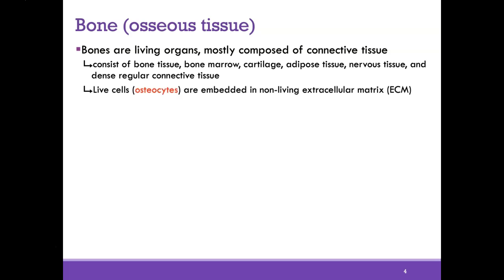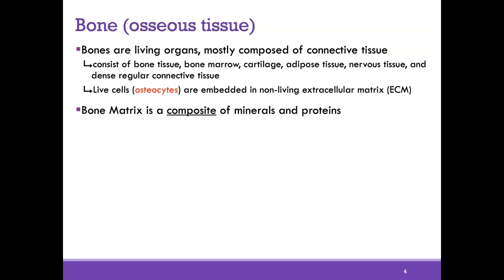And like I said, bone is alive. So there has to be a living component. And those living components are osteocytes. So osteocytes are cells of the bone. Osteo always means bone, and cyte always means cell. So osteocyte is a bone cell. They're embedded in the non-living extracellular matrix. Extracellular matrix is just what's outside of the cells.